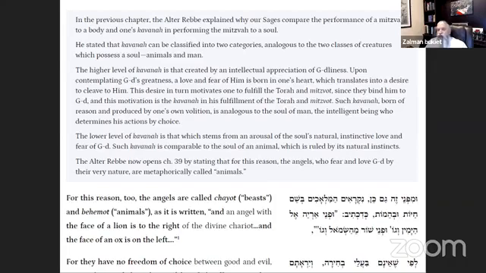Choice is only through your godly soul. The lower level of kavanah is one that stands from the arousal of the soul's natural soul, instinctive love and fear of God. Such kavanah is compared to the soul of an animal, which is ruled by its natural instincts. So we are naturally good people. We are naturally God-loving people. We are naturally honest. That's what we are. The Eibishter created us naturally good.